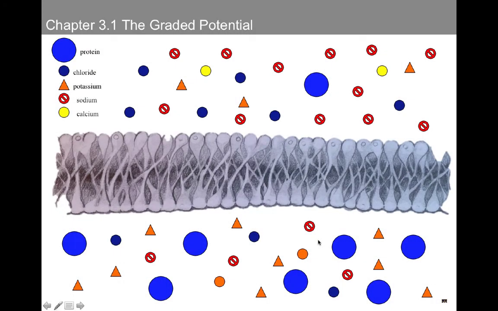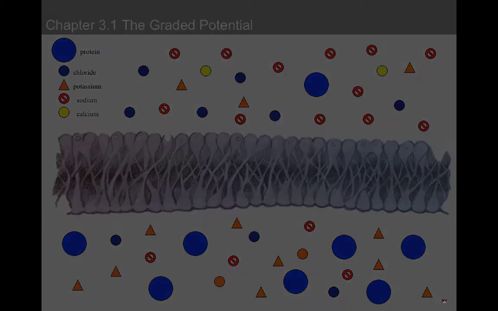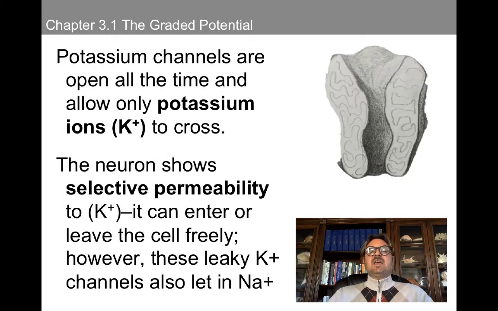So here we are again with the cellular membrane. We have our dense distribution of sodium and calcium on the outside. We have densely populated potassium and protein in the intracellular space. Potassium channels are open all the time, and they allow only potassium ions to cross. So because of this, the neuron shows selective permeability to potassium.